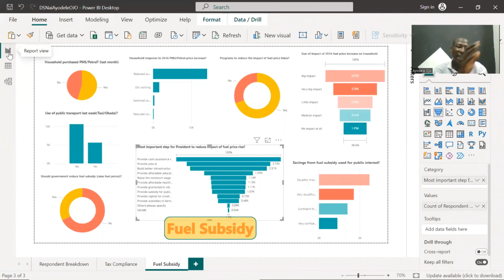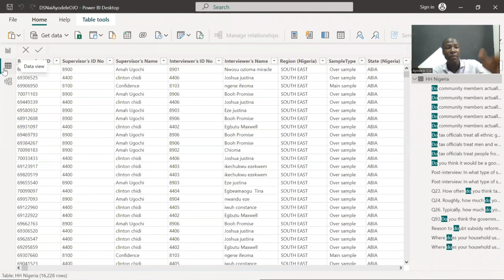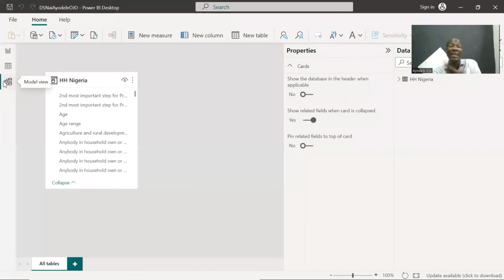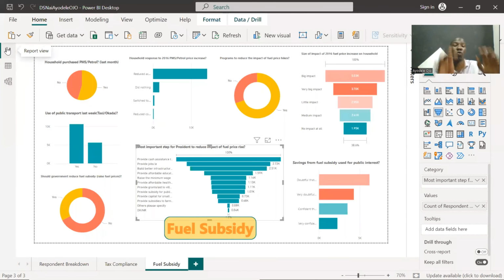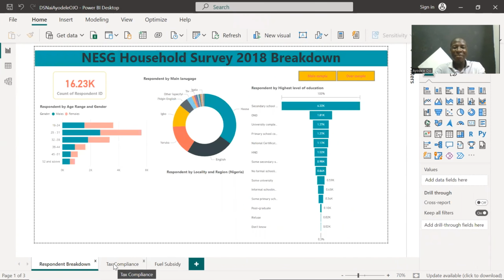But from data cleaning, which took a lot of my time, the modeling, which I did nothing because it's a singular table, then visualization, which also took a lot of my time, till we have something as beautiful. Is it not beautiful? So that's basically all.